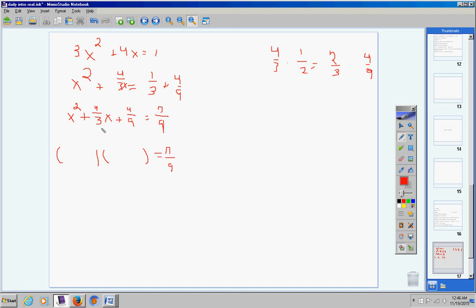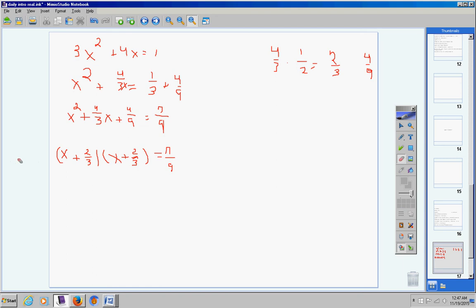Now the square root of x squared is x, put it here and here. The square root of 4 9ths is 2 thirds. The square root of 4 is 2 and the square root of 9 is 3. Put that here and here. And then whatever this middle sign is, put it here and here. Next, your two parentheses should match.